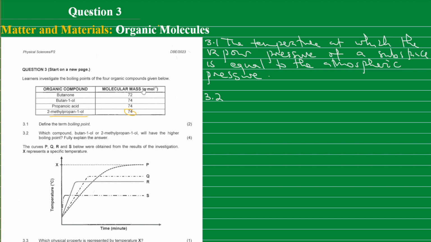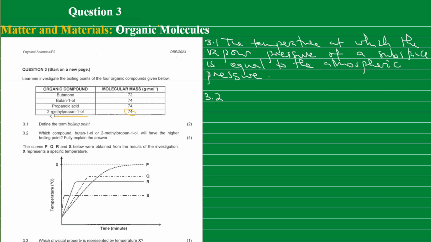Remember the factors that affect the boiling point of a substance. We've got the intermolecular forces, we've got the molecular mass, we've got the chain length, which is the degree of branching, and we also have the functional group, the number of functional groups in a substance and so on.